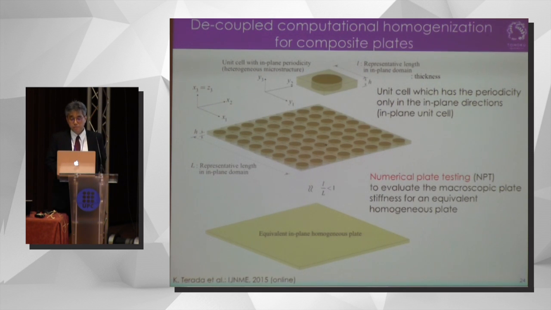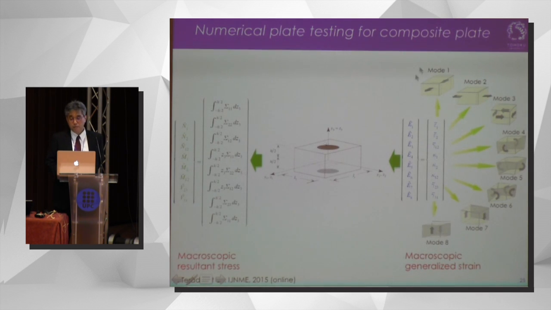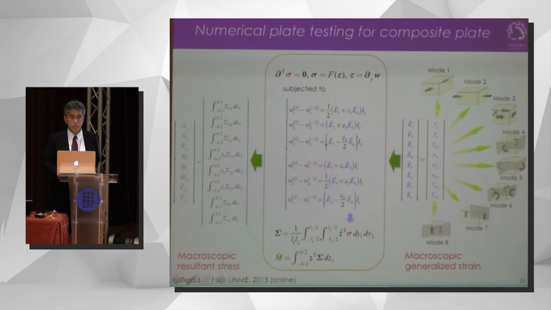Then by conducting a series of numerical material testing, we can evaluate macroscopic plate stiffness for an equivalent homogeneous plate. Okay. And more specifically, we impose the 8 patterns of macroscopic deformation on the in-plane cell like this. Then we can compute macroscopic resultant stress. Okay. Then, in this case, we solve this set of governing equations with this constraint condition, which corresponds to the in-plane periodic boundary condition. Okay. Then by using equilibrium stress, we can compute the macroscopic resultant stress like this.